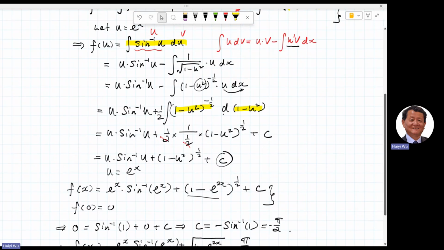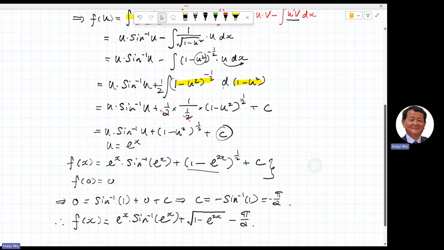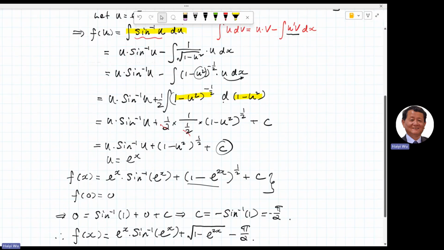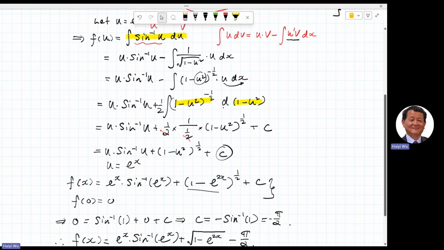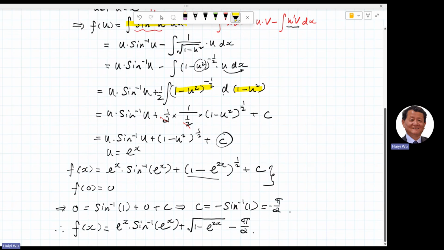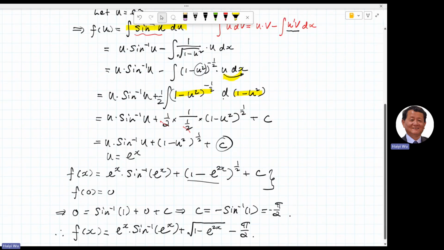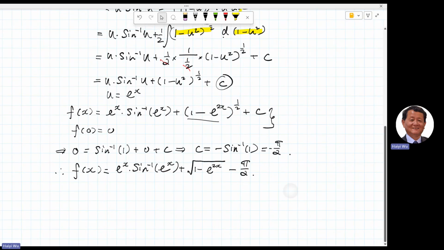Okay, this is a complex solution for integration by parts. I'm using some techniques, so you can see what I do is move something into the d. All right, then you can use that. Hopefully you understand the solution.